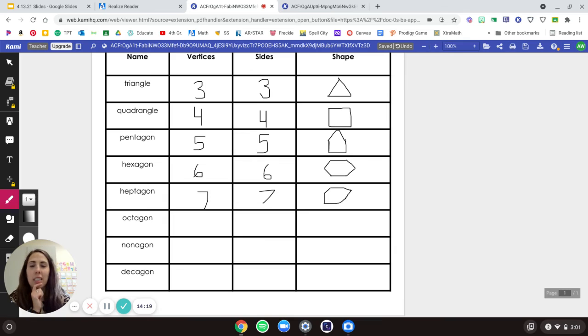Now, what do you think about an octagon? How many vertices and sides would an octagon have? That would have 8. 8 vertices and 8 sides. Let's draw what that would look like. So we're going to do 1, 2, 3. Now we're going to go straight down first.